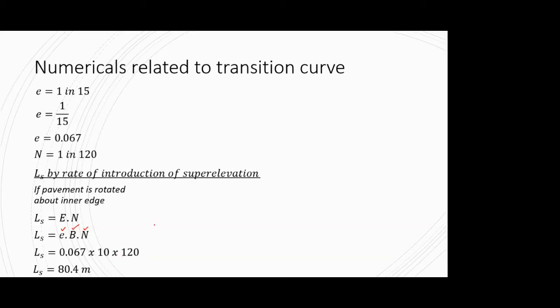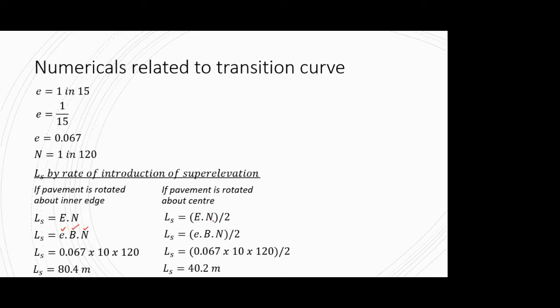Now, as I said, we really don't know for which condition they have asked, whether for pavement rotated about inner edge or pavement rotated about center. So we'll calculate for both of them. So for pavement rotated about center, it's just half of this value. So E into N by 2, and substituting the values, you get 40.2.